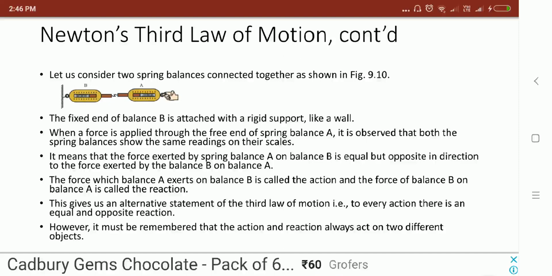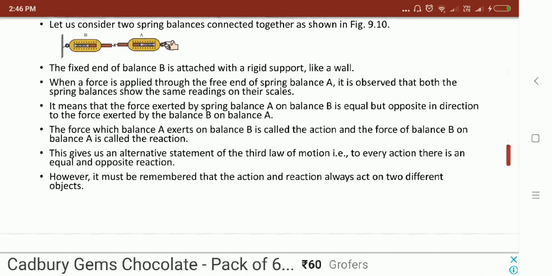So, as an alternate statement, we can say that to every action there is an equal and opposite reaction. But action and reaction always act on two different objects.